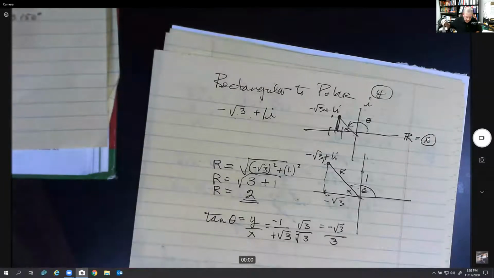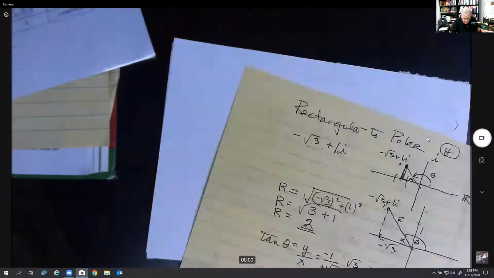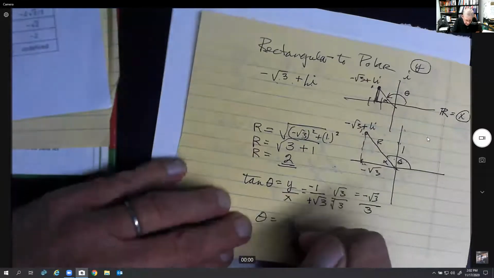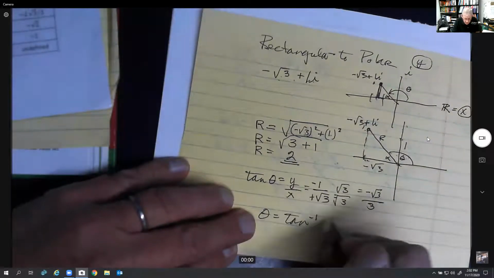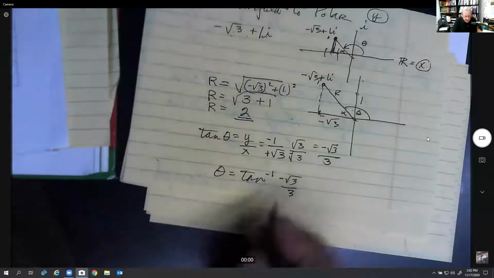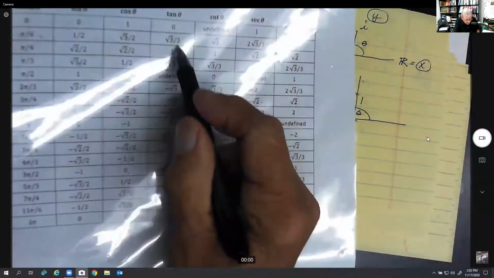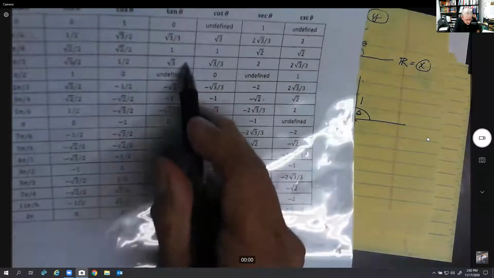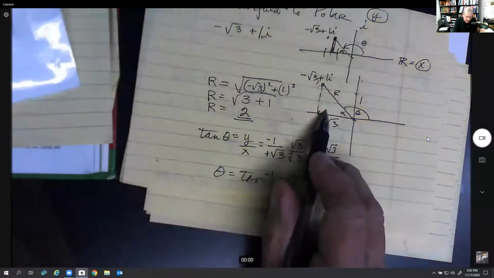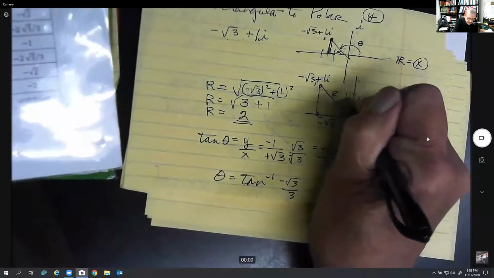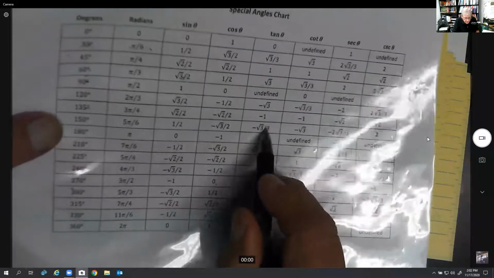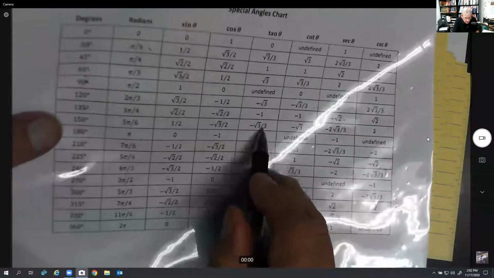So let's look at our chart here. We want to actually find the angle. Theta equals inverse tan, the arctan, of negative radical 3 over 3. Okay, so here we have negative radical 3 over 3. Where is negative radical 3 over 3? We've got one down here, we've got one here. Well, according to our drawing, it looks like our angle is in the second quadrant. So that's the one we want, because we have 2 of them here. But we want ours in the second, so negative radical 3 over 3.